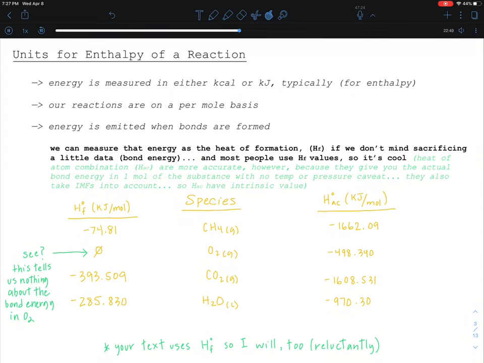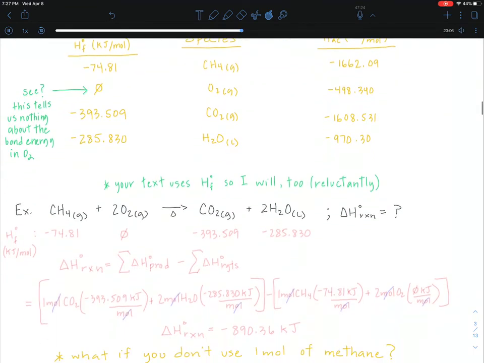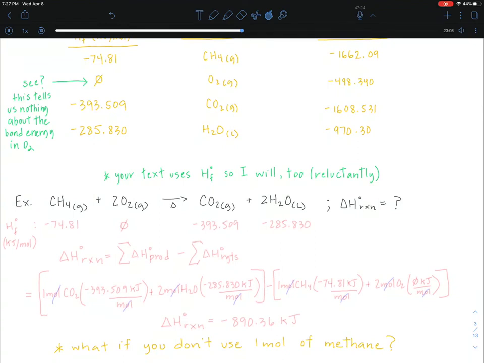So I'm going to use heats of formation because that's what your book uses, and we're going to go through these calculations using heats of formation. So I'm going to use the data on the left side of that table that I gave up above there. And so we have just a simple combustion reaction. Here I've balanced this equation already. 1 mole of methane gas is going to react in the presence of 2 moles of oxygen gas in a combustion reaction that produces 1 mole of carbon dioxide in the gas phase and 2 moles of water in the liquid phase.